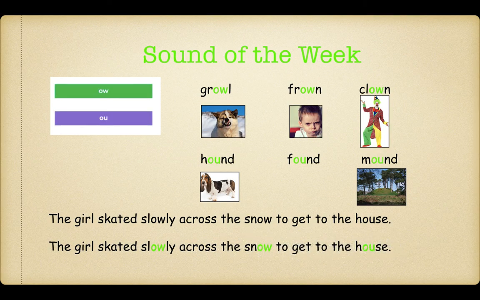The girl skated slowly across the snow to get to the house. So we have the OW in slowly, which is the owl grapheme, and we have OW in snow, which is the owl grapheme. And then the last word, house, we have the owl sound from using the grapheme OU. So the girl skated slowly across the snow to get to the house.